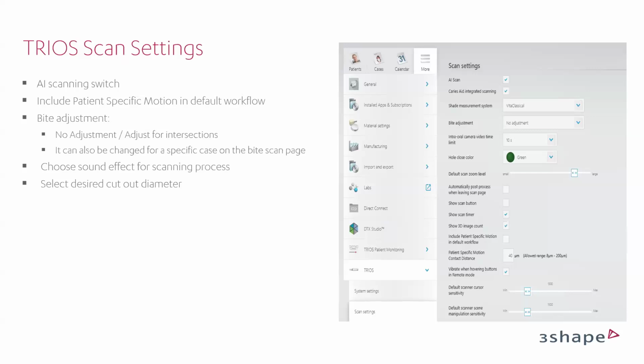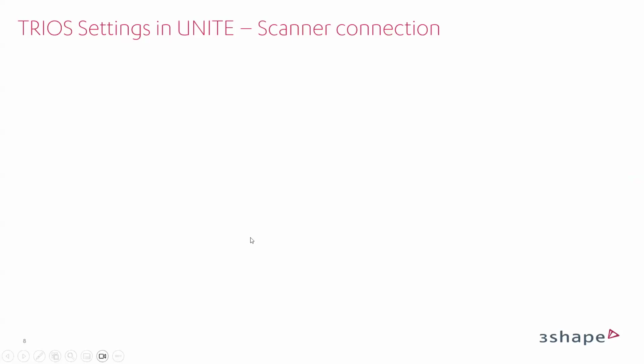The first option is no adjustment, or just for intersections, and another one can also be changed for a specific case on a bite scan page. Also, you can choose some kind of sound effects for the scanning process and select the desired cutout diameter.